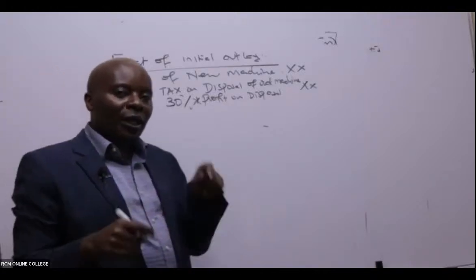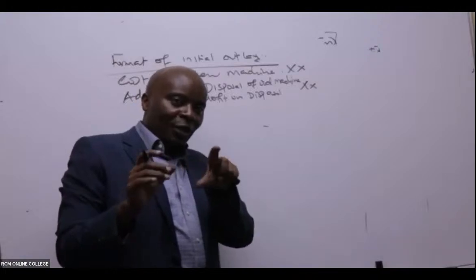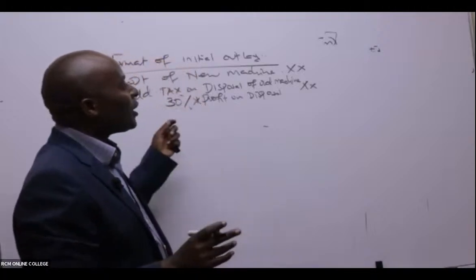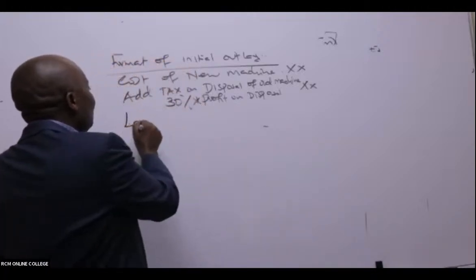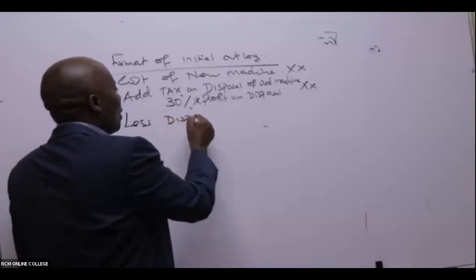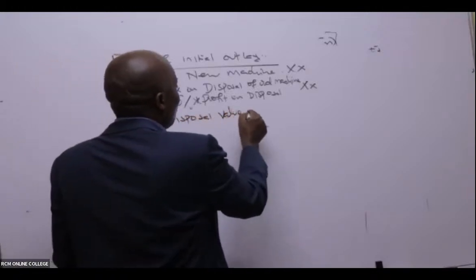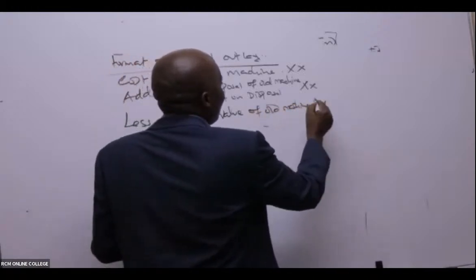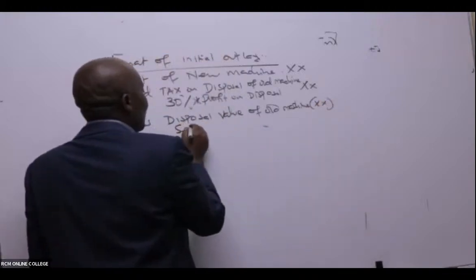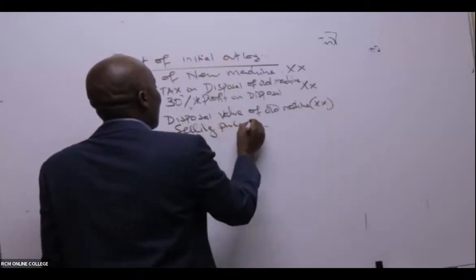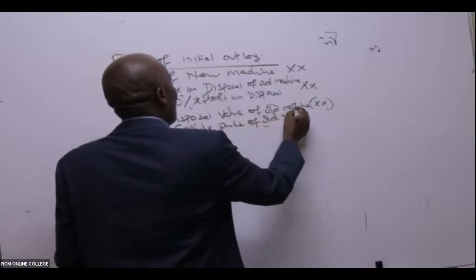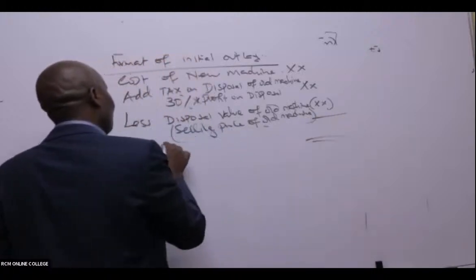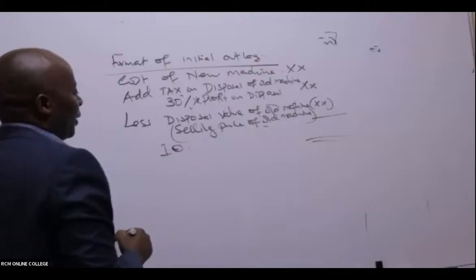So if it's a gain, you'll be told, hey, but you sold the old machine, give us something. So that will have to go to your initial cost. But now you're going to get some relief. You're going to less, in this case here, the disposal value of old machine. The selling value, the selling price of old machine. This one here, the same. And then you get the IO, initial outlay. You get the IO.